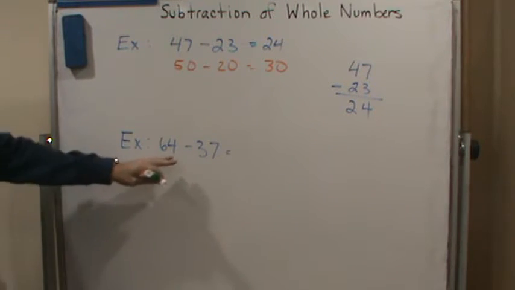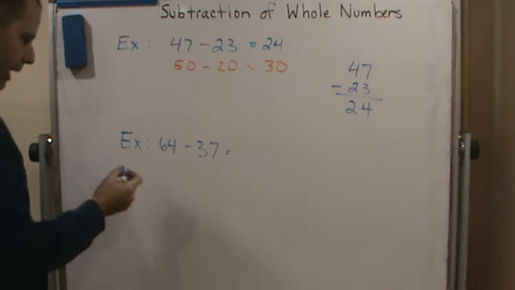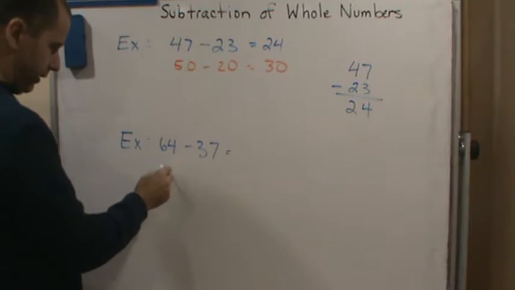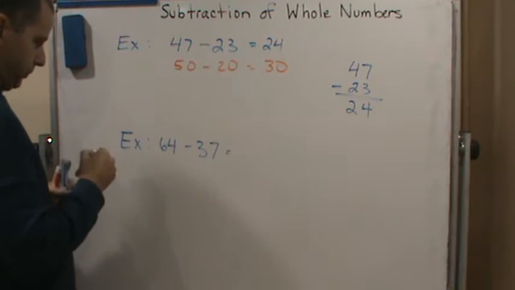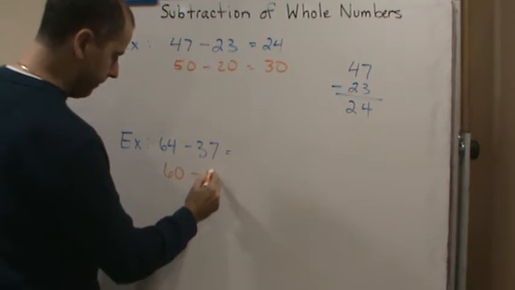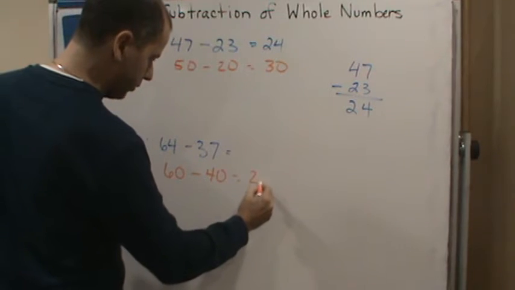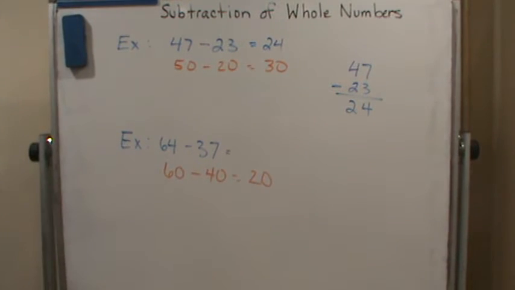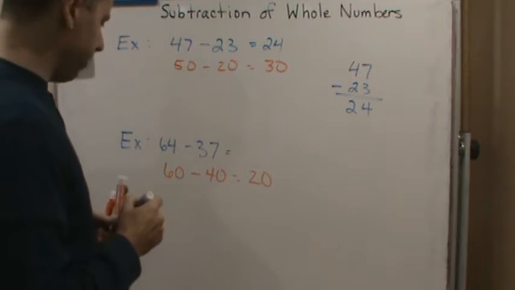Okay, now what about this one? Now here, I'm going to estimate. So here, this is going to give me what? 60 minus 40, which equals 20. So I know my estimate should be close to 20. And so now I'm going to set it up vertically.